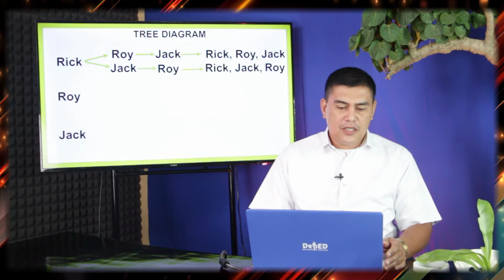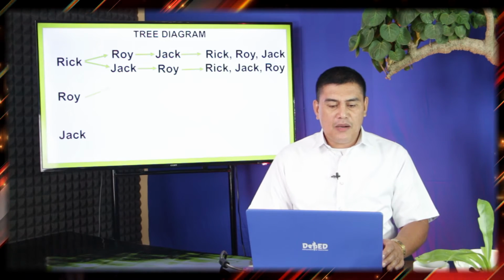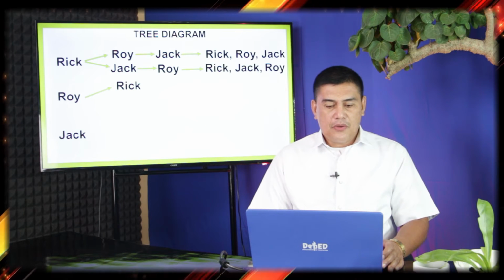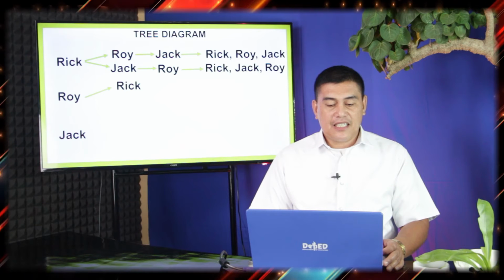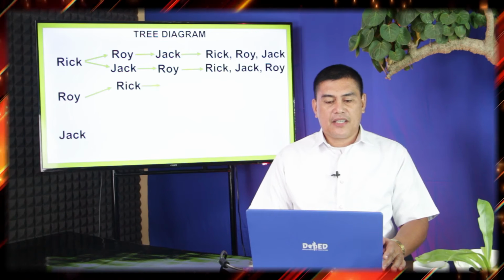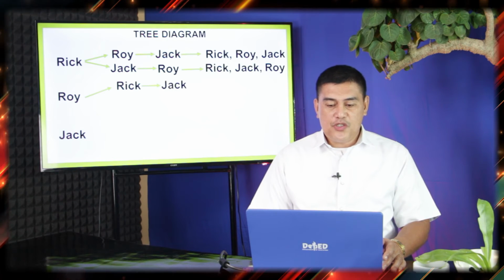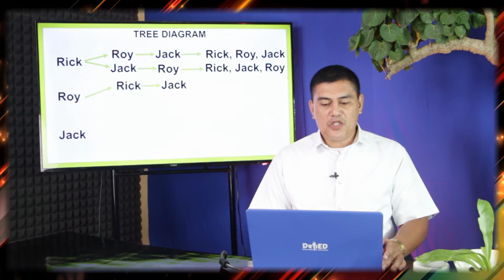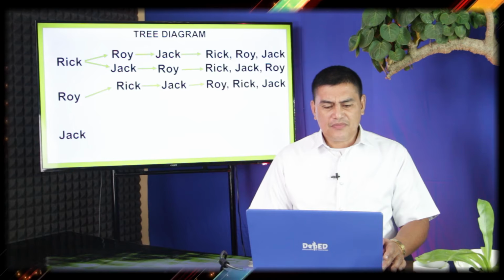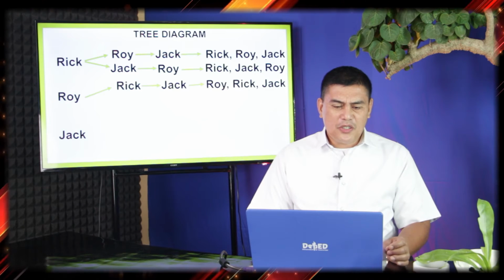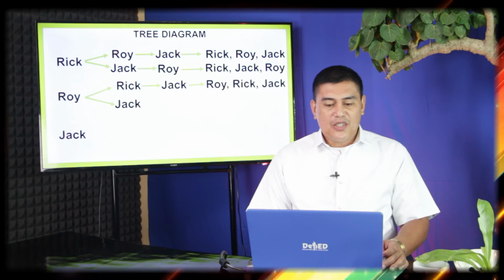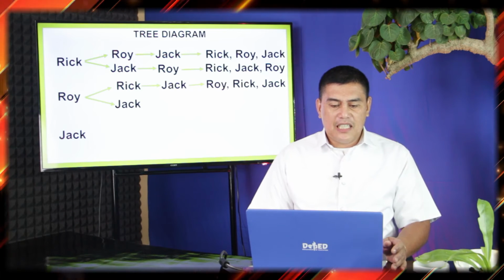Kung ang pumwesto ay si Roy, sino ang pwedeng nasa gitna? Yes, it could be Rick or Jack. Now, kung si Rick ang nasa gitna, sino ang nasa kaliwa ni Rick? Yes, it could be Jack. So, the arrangement would be Roy, Rick, and Jack. Now, kung si Roy ang nasa kanan, ang nasa gitna ay si Jack, who will be on the left of Jack?